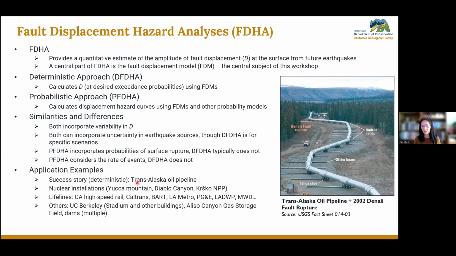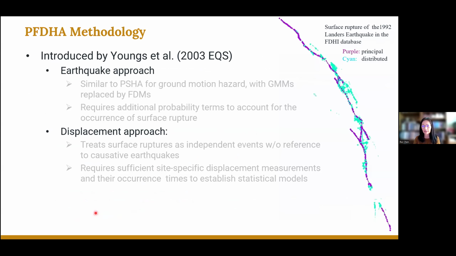There have been many application examples of FDHA. The most well-known is the success story of the Trans-Alaska oil pipeline, in which a deterministic approach was used. The pipeline subsequently survived the magnitude 7.9 Denali earthquake. There are applications for nuclear installations such as Yucca Mountain, Diablo Canyon, and Krsko nuclear power plant in Slovenia. For lifelines, California high-speed rail, it's used by Caltrans, BART, LA Metro, PG&E, etc. And for other structures like UC Berkeley Stadium, Aliso Canyon gas storage field, and dams. For the rest of my talk, I will concentrate on the PFDHA.